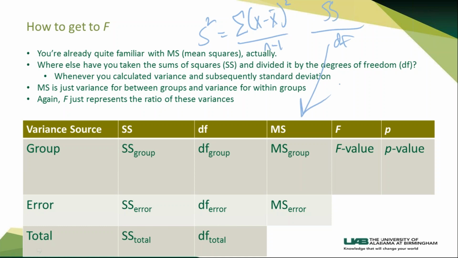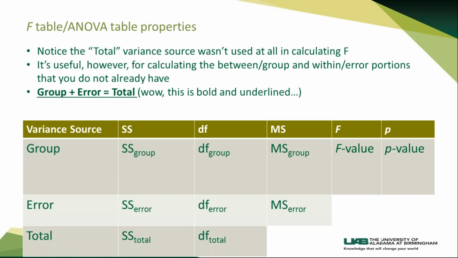So we're just actually partitioning it. Again, mean square is just the variance for the between groups, which is going to show up as sums of squares between or sums of squares group, doesn't matter. And the variance for within groups or error. So F is just a representative ratio for those two variances. There are some important properties of this F table, or the ANOVA table.